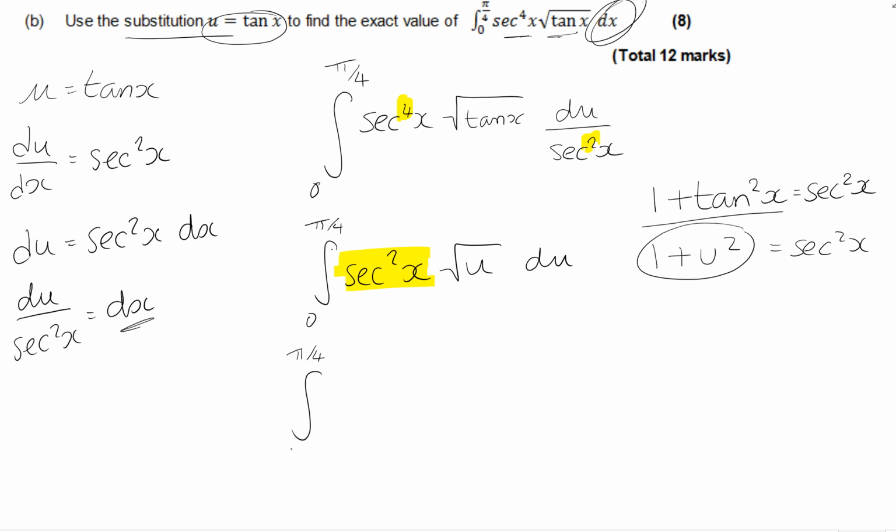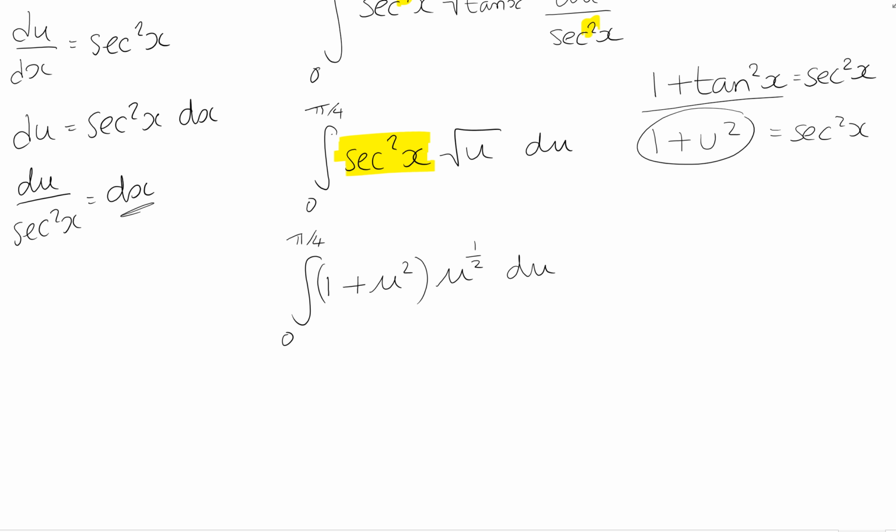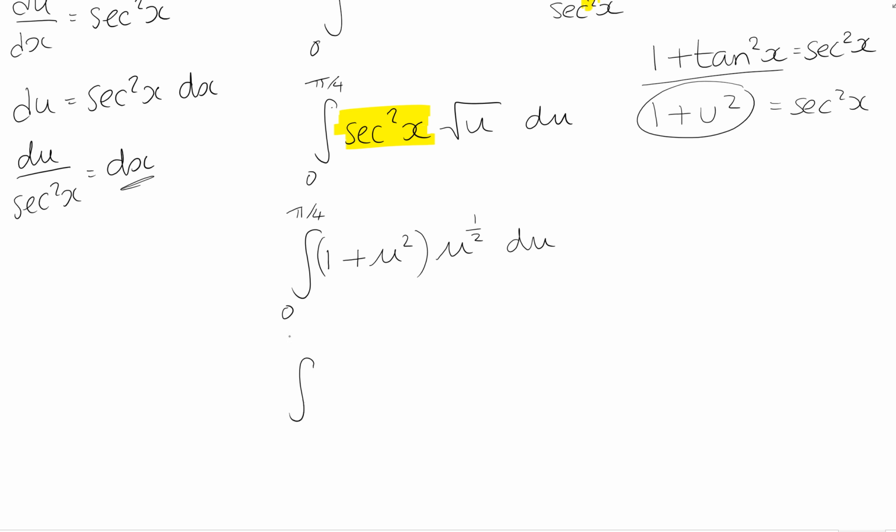So we've got pi by 4, these limits still in terms of x at this point, 1 plus u squared, and now let's write root u as u to the half. Okay, now we're sort of ready to integrate. At some point we're going to change our limits as well, but I'm not going to do that just yet, just because we're going to get going on the integration. So we're still in terms of x, pi by 4 and 0.